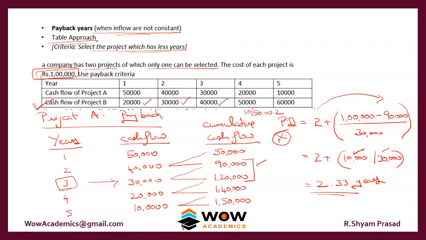How many years have you taken? You have taken 3 years. So you have totally taken how many years? From here to here you have recovered 90,000. In the fourth year you have to just recover 10,000, but you get 50 in the fourth year. So just 0.2 of the fourth year is required. So project B should ideally take you 3.2 years to recover the amount. So that is the payback for project B. You guys try to work this out and get the answer. Okay, we will move on to the next problem.